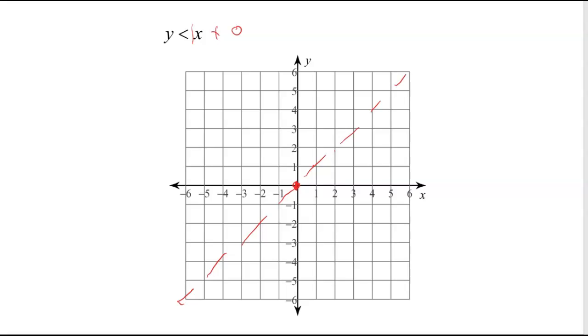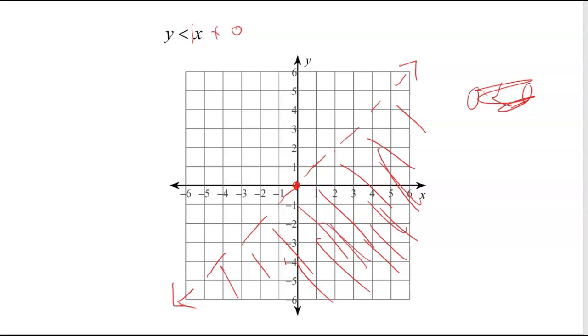Okay, so when the line is dashed, should 0, 0 work? It should not work because 0, 0 is on the line. Is 0 less than 0? Nope, 0 is 0. So that's good. So we know we got that done right. So if y is less, are we going to shade up or are we going to shade going down? I hope you said down. So we're going to shade going down. Down is less than, right?